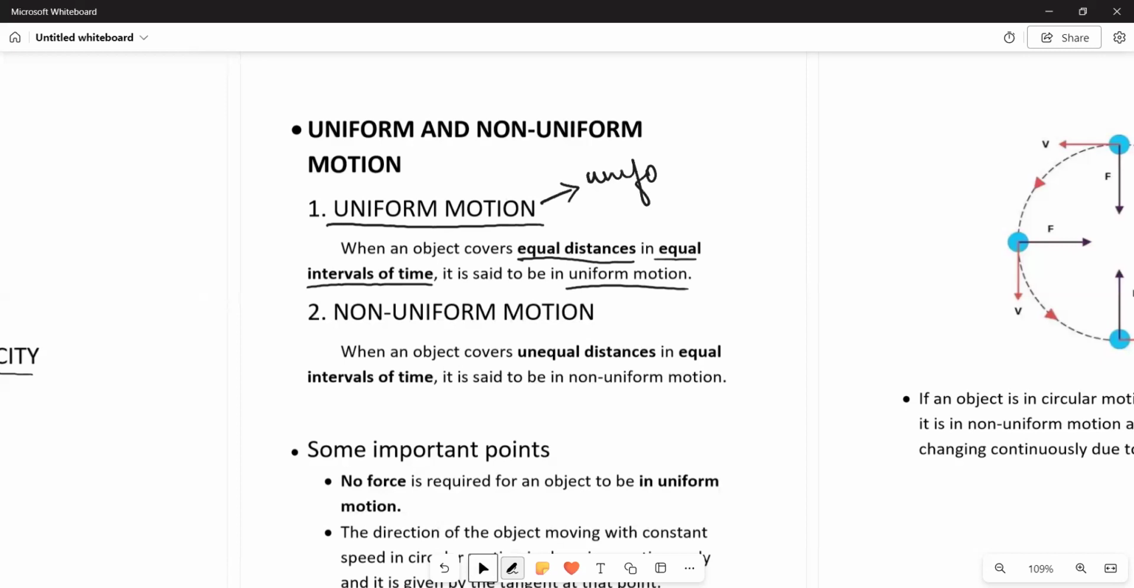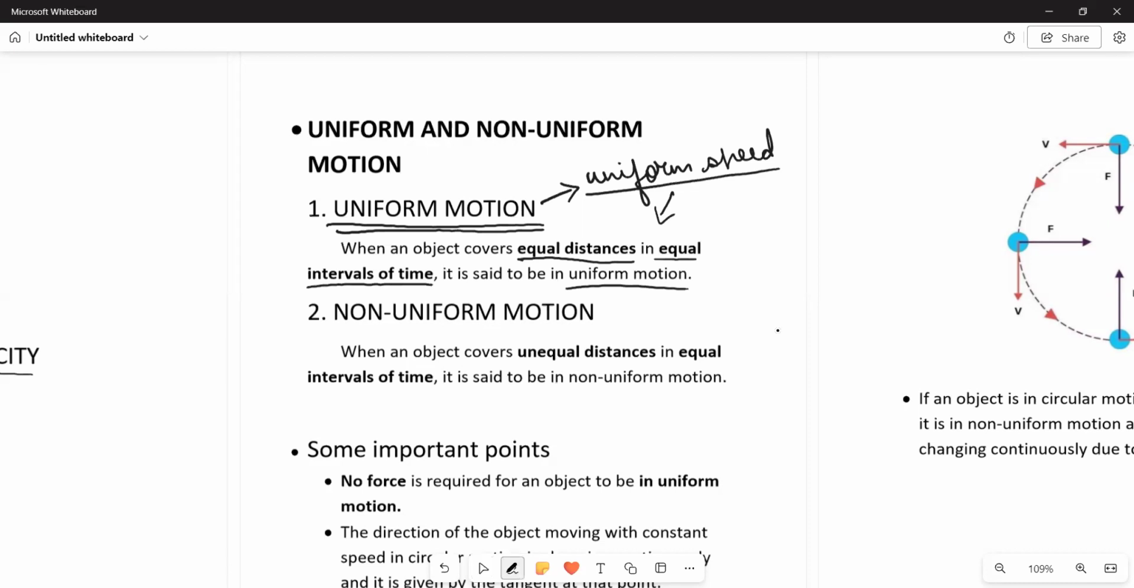Whenever there is uniform speed, we'll always have a uniform motion. We have discussed this before in the concept of uniform speed. Whenever we have uniform speed, we'll always have a uniform motion, as uniform speed also states the same thing, that when an object covers equal distances in equal intervals of time, it is said to be in uniform motion, and it is also the same for uniform speed.